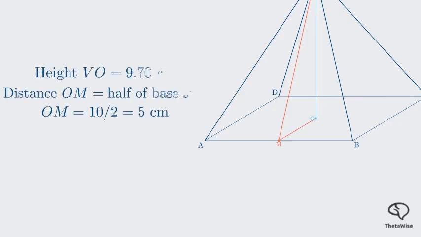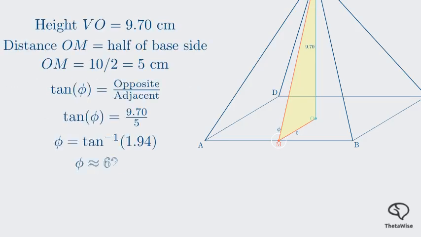Because O is the center and M is the midpoint of the side, the distance OM is simply half the width of the square. We want to find angle VMO. Using our trigonometry ratios, we have the opposite side and the adjacent side relative to the angle at M. Inputting this into the calculator, we get approximately 62.7 degrees.